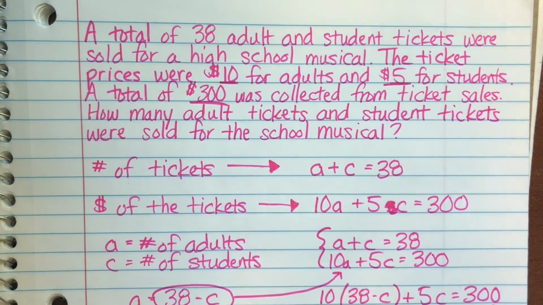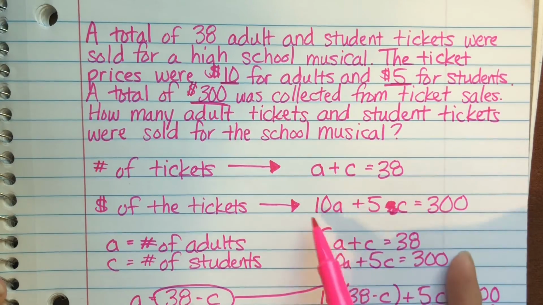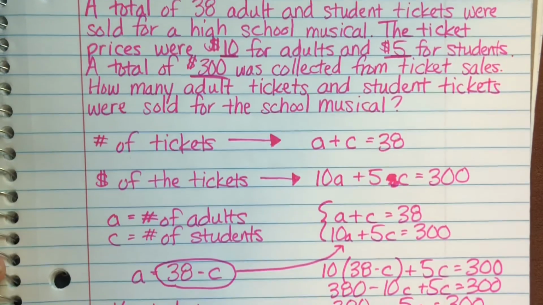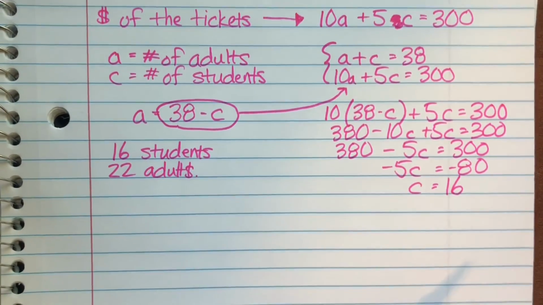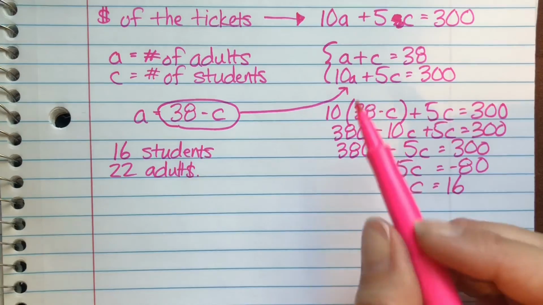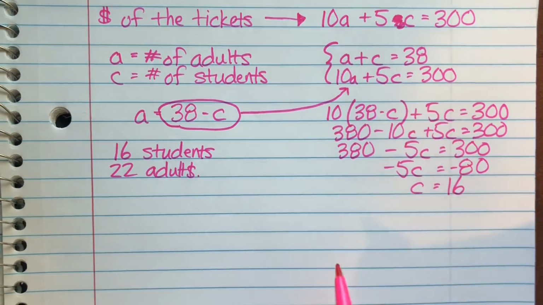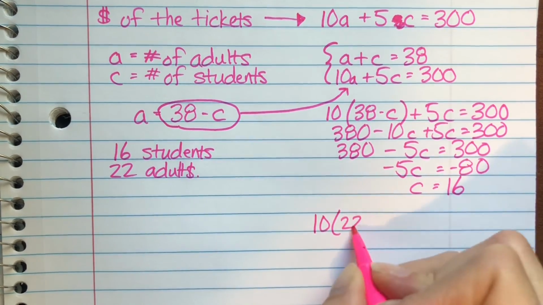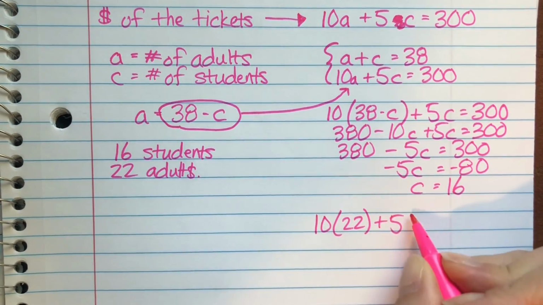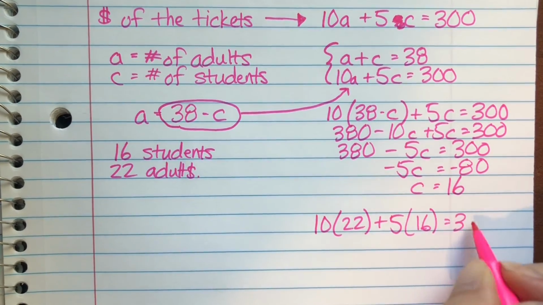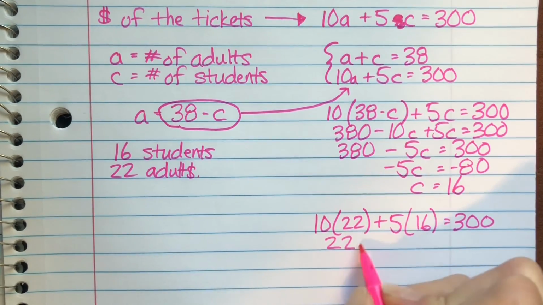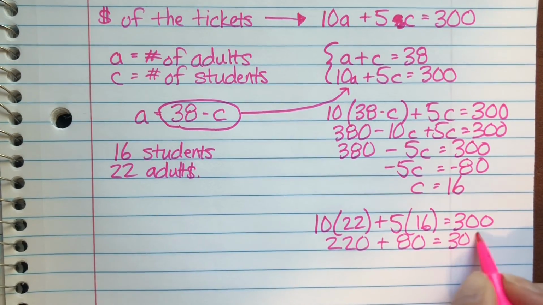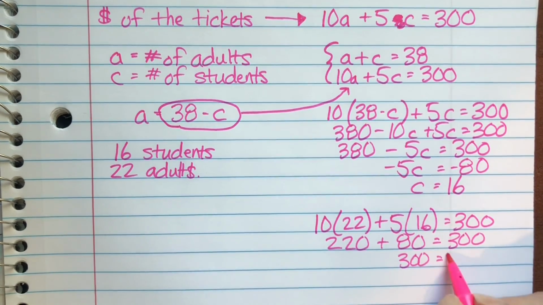Okay, I don't want to just leave it like that. I do want to also plug it into this second equation to check my answer. So I'm going to do that real quick. Oh, you guys can't even see all this stuff I just did. So sorry. Okay, so I'm going to plug these two values into this second equation here. So this will be 10 times 22 plus 5 times 16 equals 300. So this is 220, this is 80, and I can already see that we are good to go.